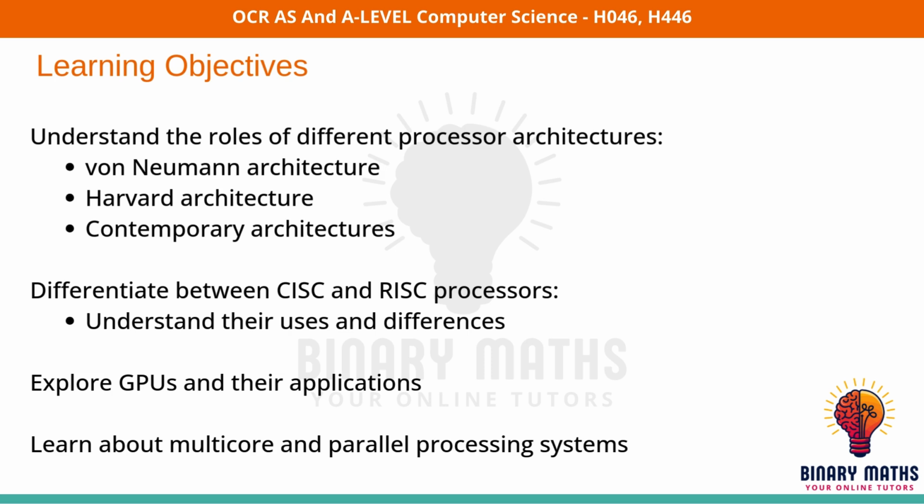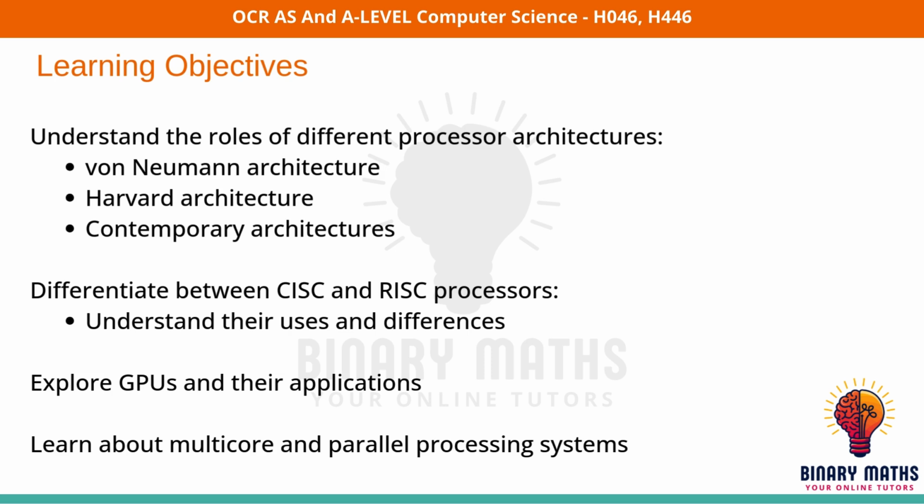Next, we have the Harvard architecture. Unlike von Neumann, Harvard architecture uses separate memory spaces for instructions and data. This allows the CPU to fetch instructions and data simultaneously, making it faster and more efficient for certain tasks. You'll often find this architecture in embedded systems and digital signal processing.